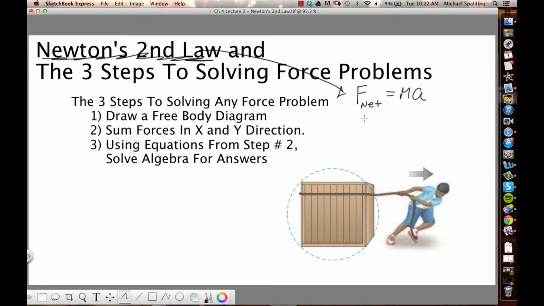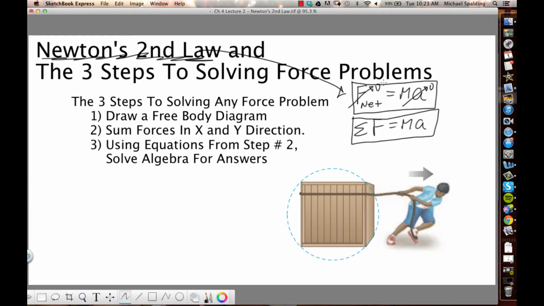What's another way of saying that? The sum of the forces equals mass times acceleration. Net force and summation of the forces, it means the same thing. It's identical. Okay? Now, if an object is not accelerating, what does that tell you about the net force? If your a is 0, then what must be true about net force? Net force must be 0.